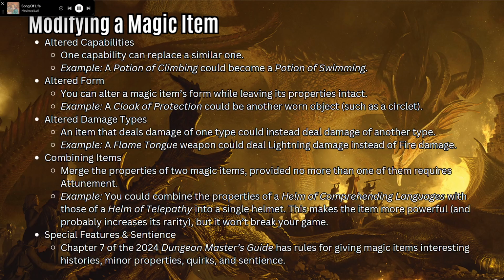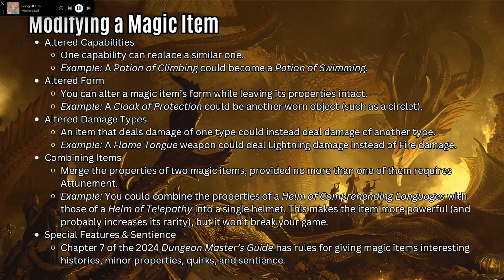You can also alter the damage type of a magic item. All this does is you choose a magic item that deals damage of one type and instead change it to deal a different type of damage. You could, for example, take a flame tongue weapon and cause it to deal lightning damage instead of fire damage. Obviously, it's no longer a flame tongue weapon, but it functions pretty much exactly the same, except for dealing a different damage type. So you've now created a new weapon by just changing the damage type of an existing one.